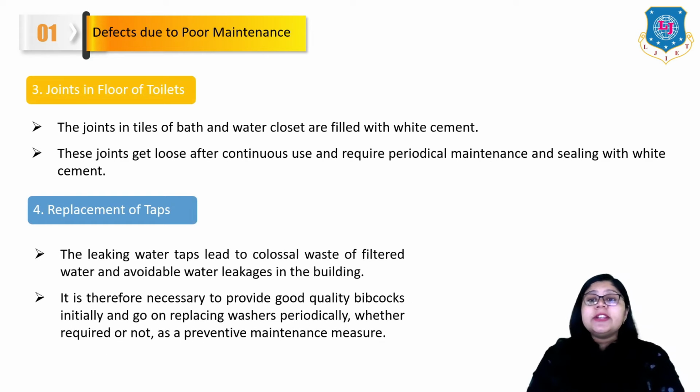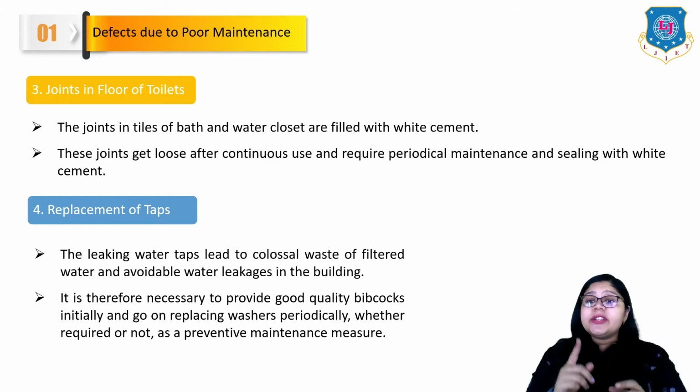Now, the third one is the joints in the floor of toilets. It means the joints in the tiles of bath and water closet are filled with the white cement. These joints get looser after continuous use and require periodical maintenance and sealing with white cement.